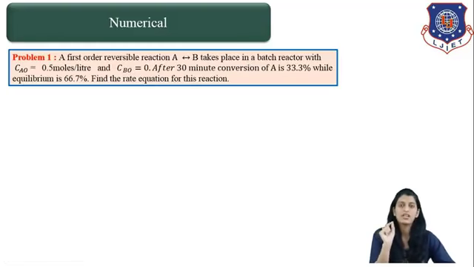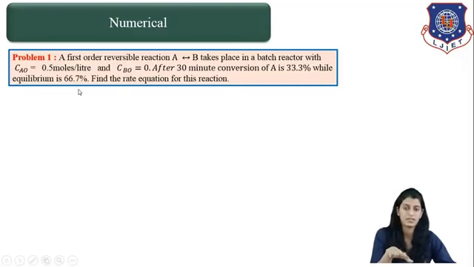The initial concentration of reactant is given to us, which is 0.5 moles per liter. After that, the initial concentration of product is mentioned as 0, and we are informed that after 30 minutes conversion is 33.3% and equilibrium conversion is 66.7%, right? So we need to determine the rate of reaction.